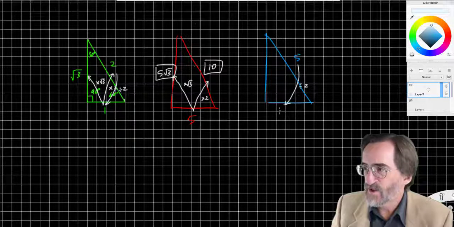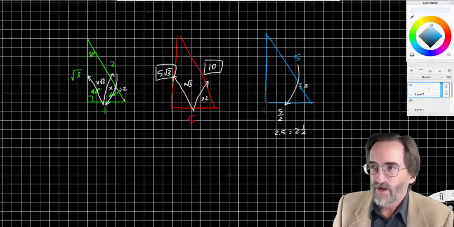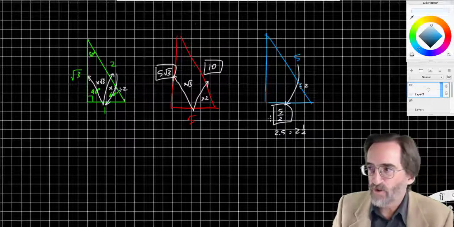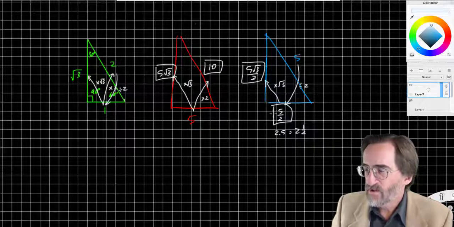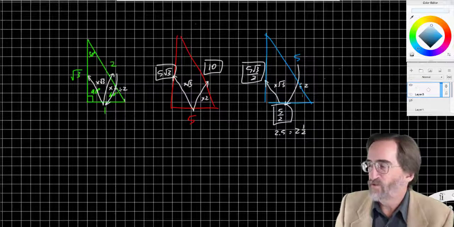5 divided by 2 is 5 halves. You could also say 2.5, but we usually keep it an improper fraction, 5 halves. And then use this. To get from short leg to long leg, multiply by root 3. So 5 root 3 over 2. Okay, so 5 halves and 5 root 3 over 2.